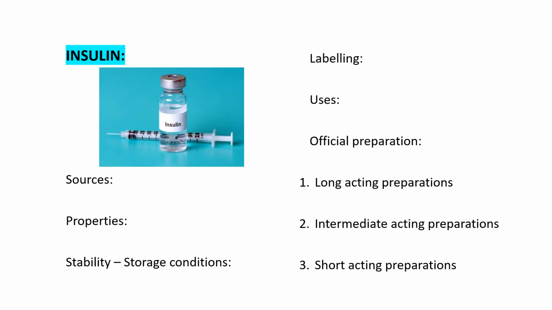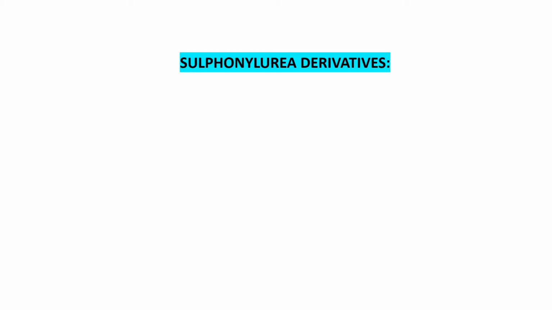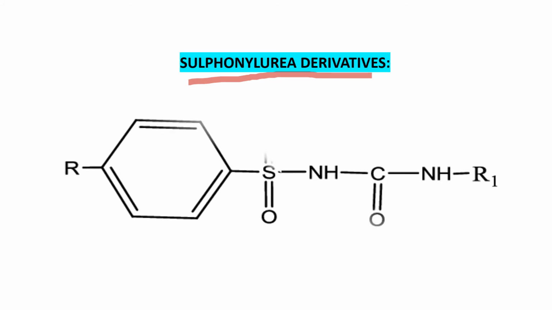Then the second class we are going to see, that is oral hypoglycemic agents. In that, the first class is sulfonylurea derivatives. The basic structure of sulfonylurea is this one. Sulfonylurea refers to a urea derivative in which aryl sulfonyl group get attached to one nitrogen and a aliphatic group gets attached to the other nitrogen.